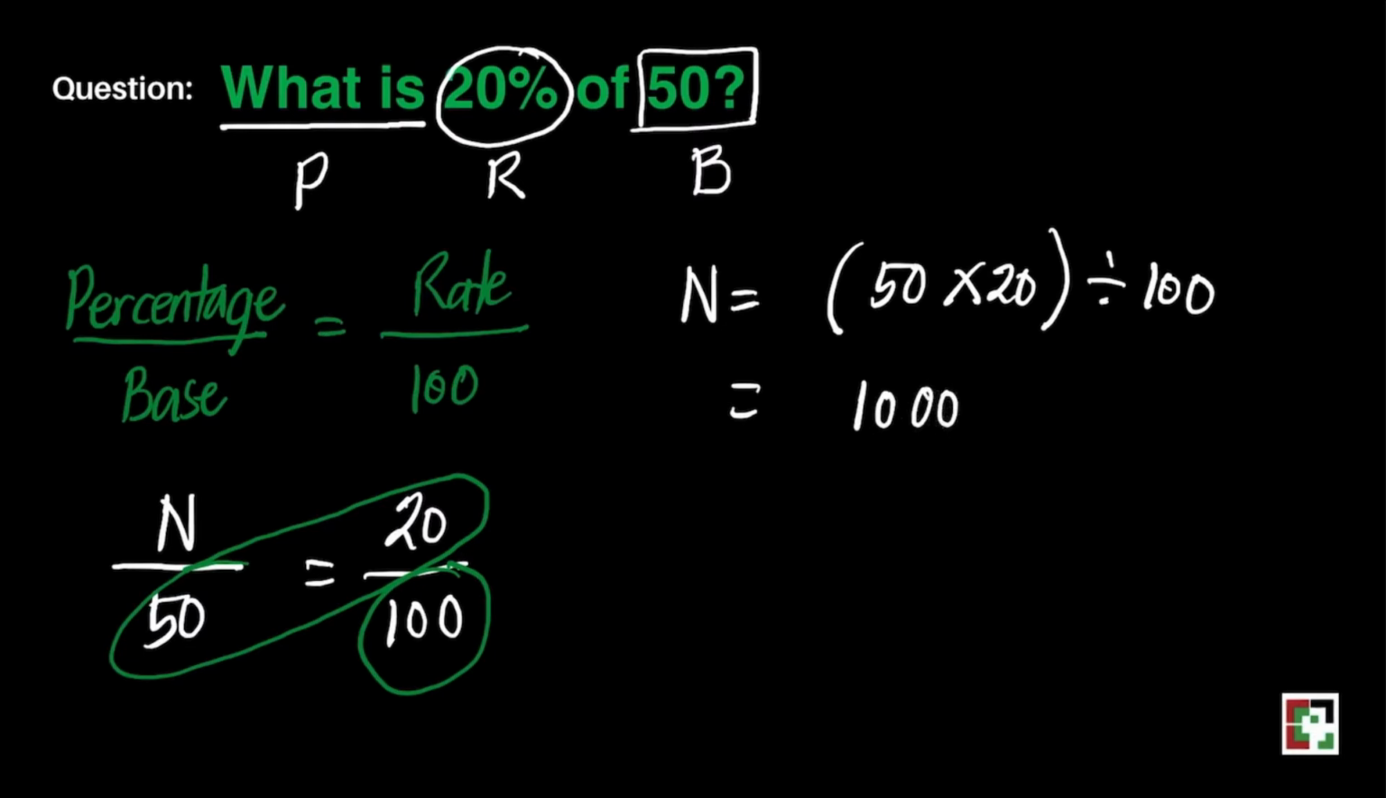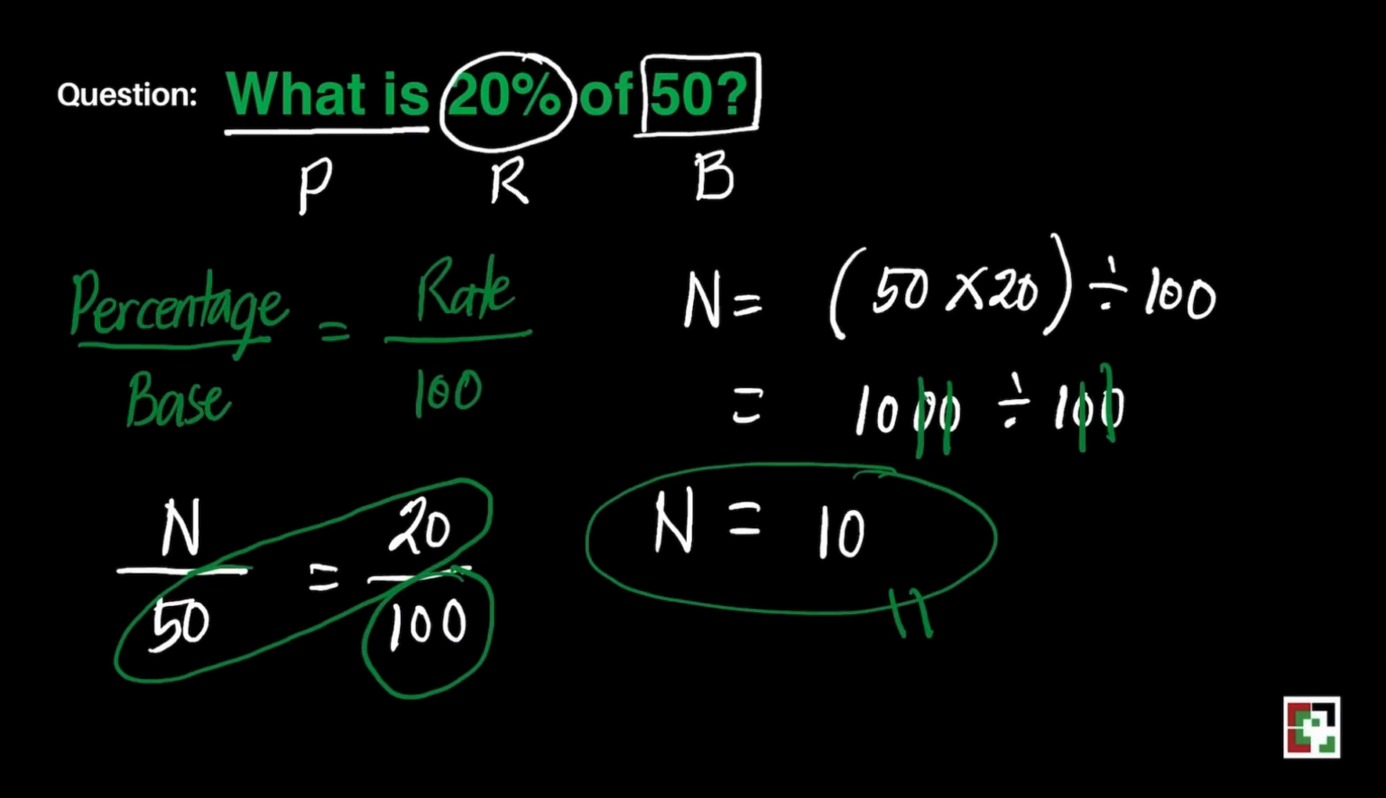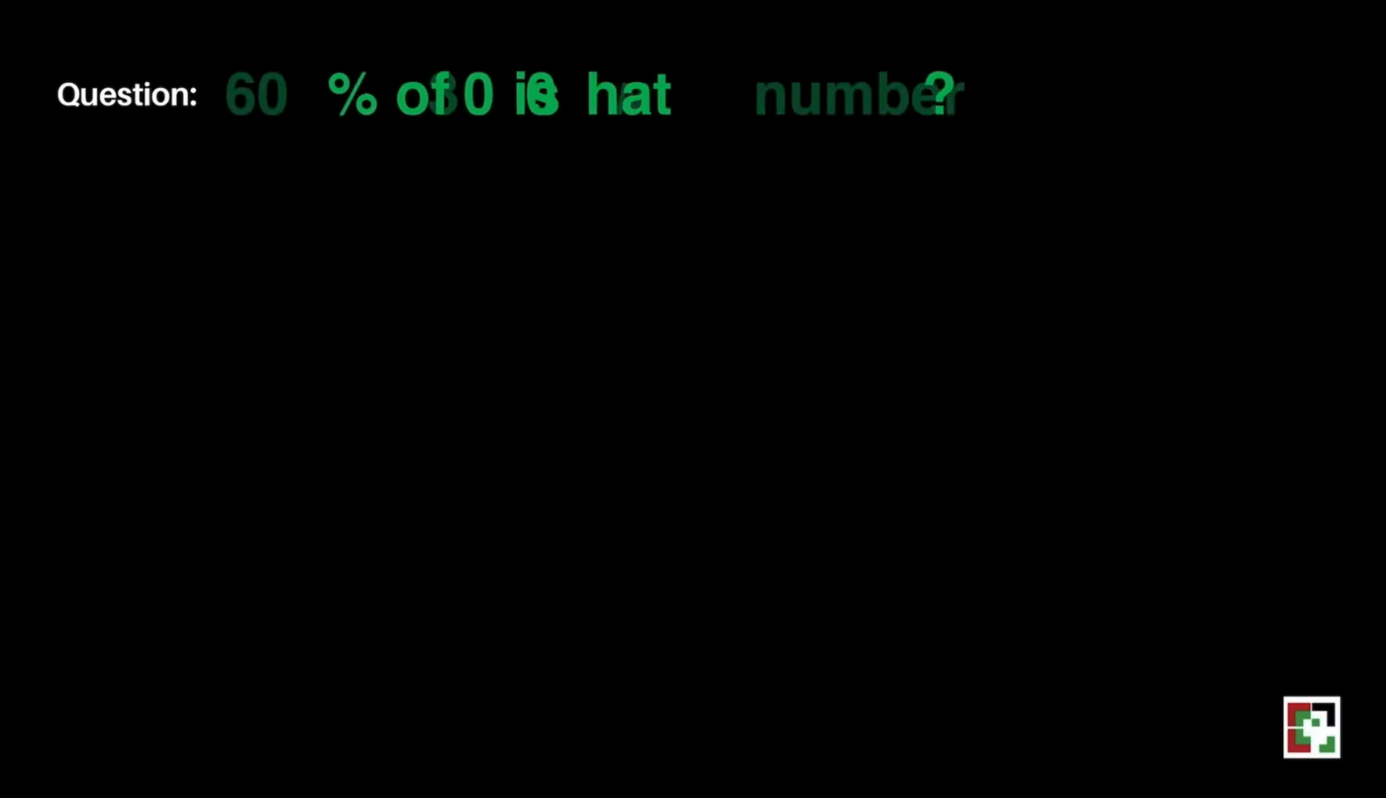50 times 20 is 1000 divided by 100. We can cancel the 2 zeros there. What's left is 10 divided by 1, which is equal to 10. 20% of 50 is equal to 10, and that is our final answer. Let's move to the second question.